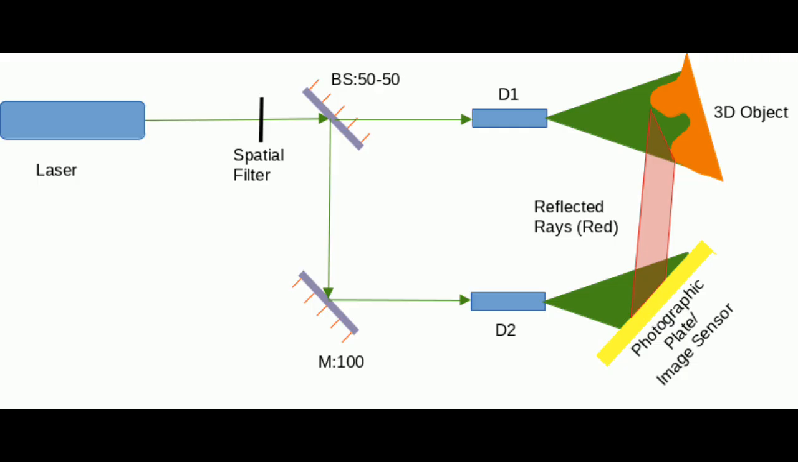To retrieve the hologram, you would have to illuminate the photographic plate with the reference beam, and then a holographic image would appear behind the plate. The process of interference can be seen in the equation, which is now being shown.